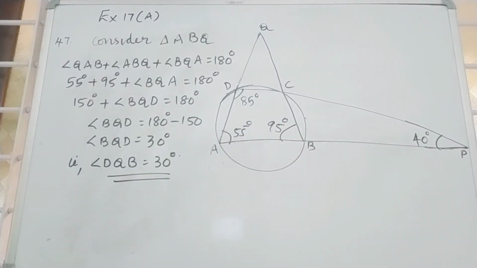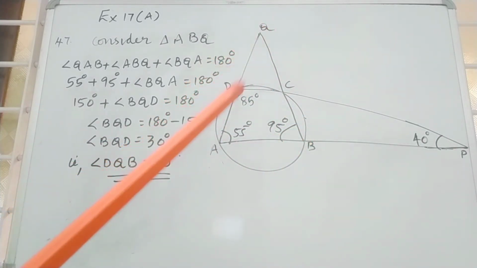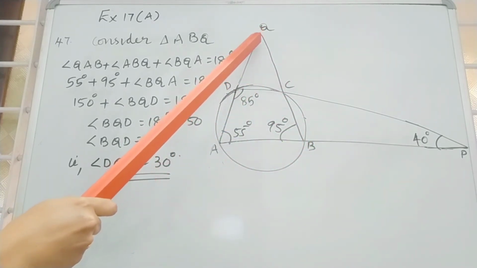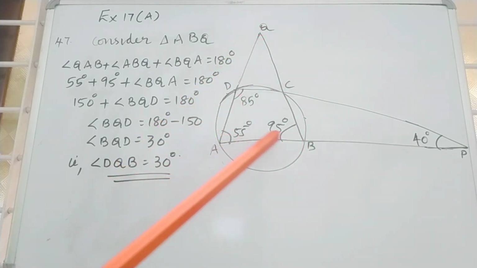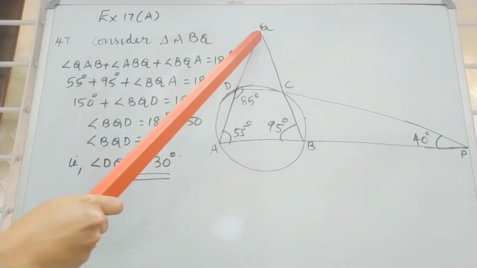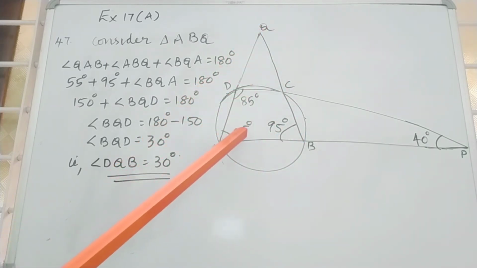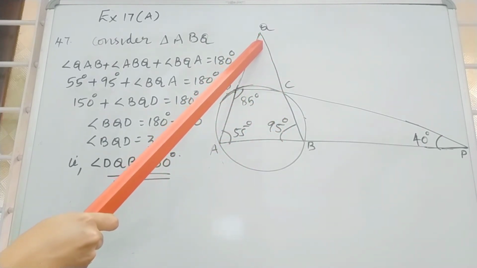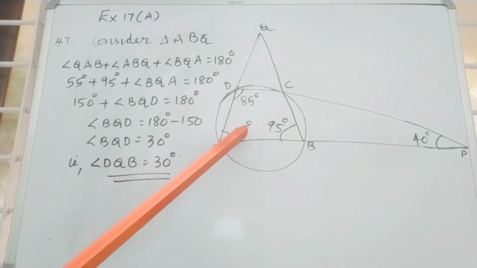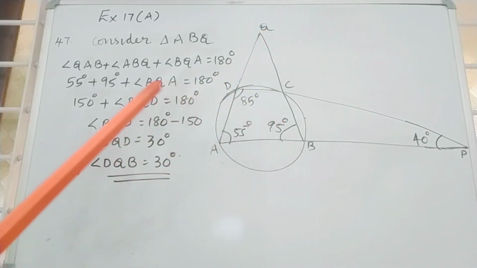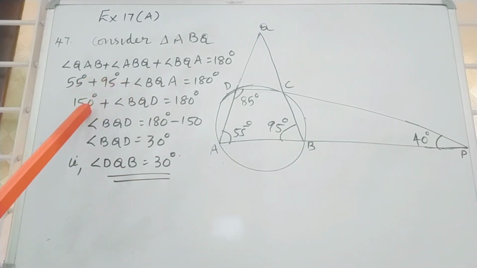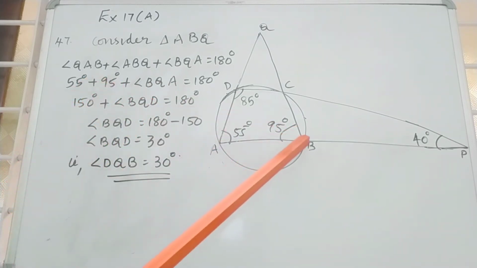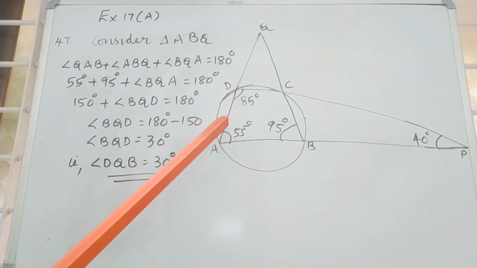Next, consider triangle ABQ. We know the sum of angles of a triangle is equal to 180 degrees. So angle A plus angle B plus angle Q will be 180 degrees. We have 55 here and 95 here. What about angle Q? Angle Q will be 180 minus the sum of 55 and 95. The sum of 55 and 95 is 150. So 150 plus angle BQA is equal to 180 degrees.